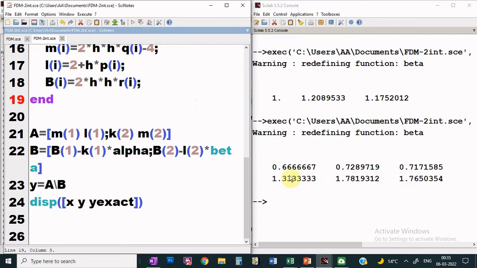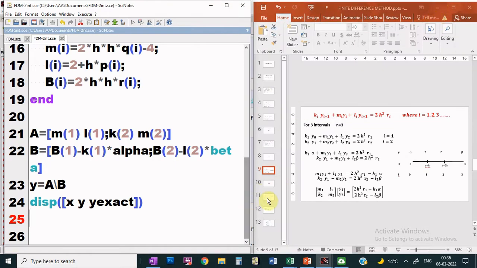On execution, we see that we are getting these values of y. The middle column is giving us the computed values of y at these x coordinates, and the third column gives us the exact value, making use of the sine hyperbolic. Now let us further extend this problem and see how we can extend it for when the number of intervals increases to 4.